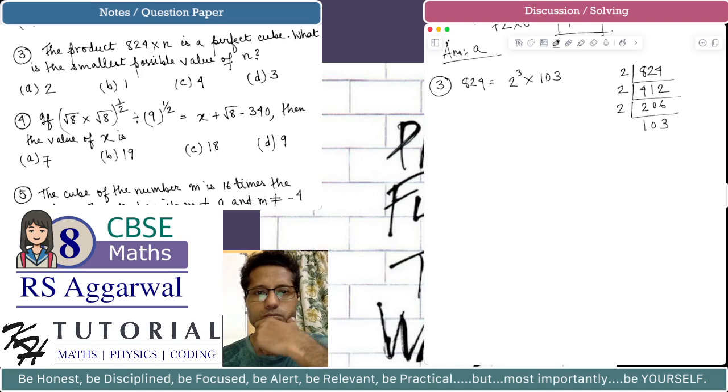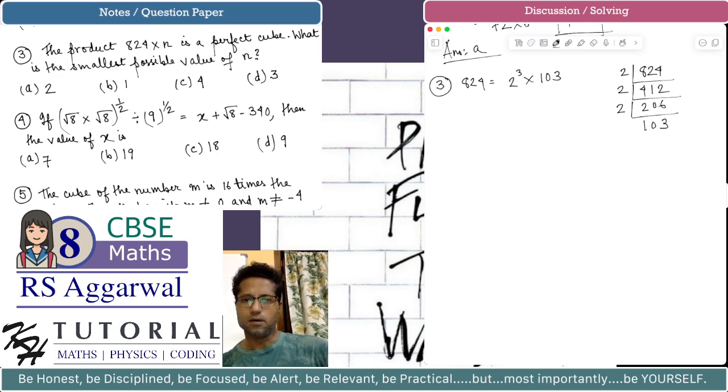Is a perfect cube. What is the smallest possible value of n? I'm not sure how the choices are so small numbers, 1, 2, 4, 3. The prime factorization is coming to be 2 cube multiplied by 103, and ideally 824 should be multiplied by 103 square to make it a perfect cube.